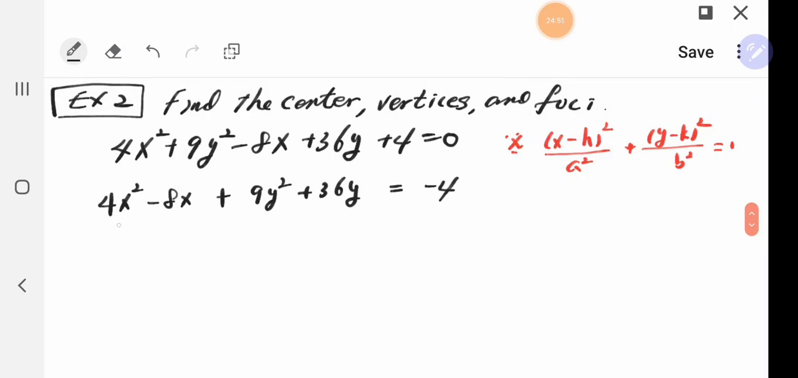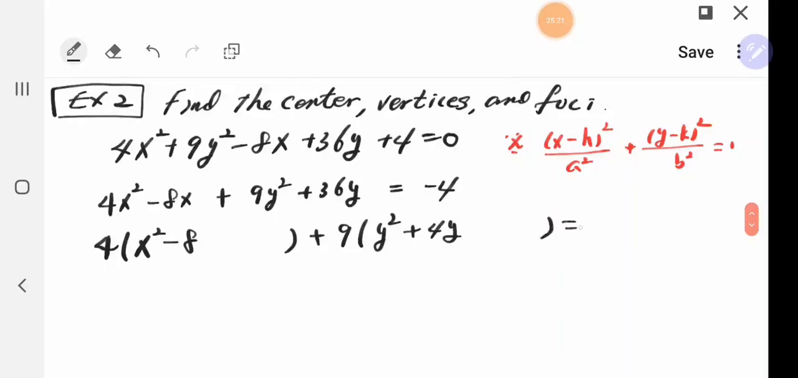From the first two terms, let's factor out 4. So this will be x squared minus 8x, and for the y terms, let's factor out 9. Then that will be y squared plus 4y, equal to negative 4. This is 8x, so factoring out 4, it will be 2x.